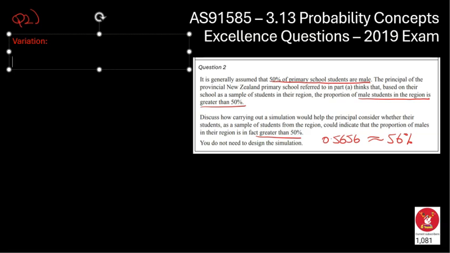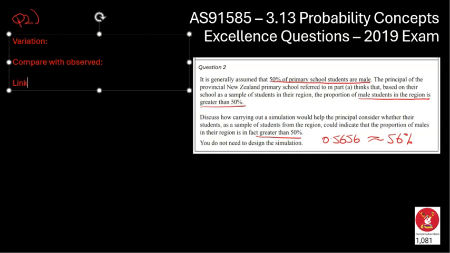Once you've got your simulation, you then probably want to compare it with your observed data. So we've got the observed data of 56%. The principal would want to make a comparison, like how far off is that number? Does it make sense, etc. And then once you've done that, we're probably going to do a third paragraph just linking it back to the principal in his context.